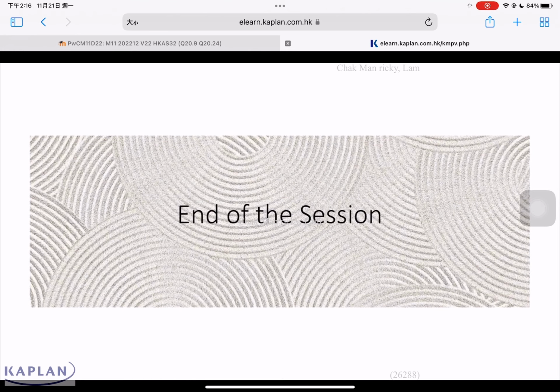We come to the end of this session on AS32, presentation of financial instruments.